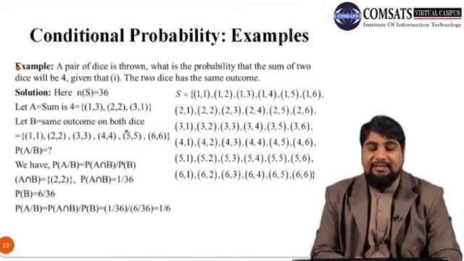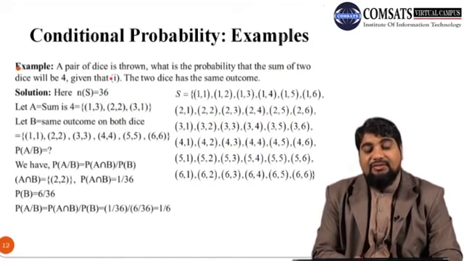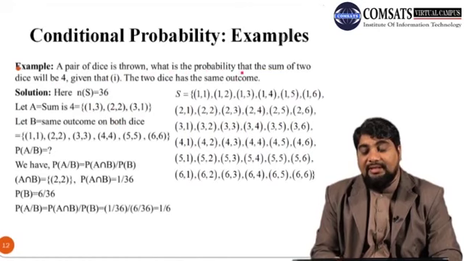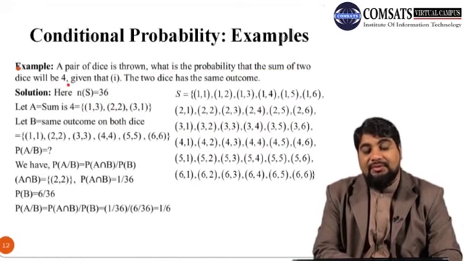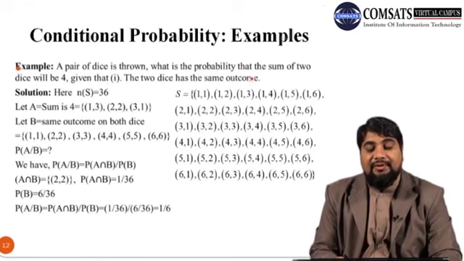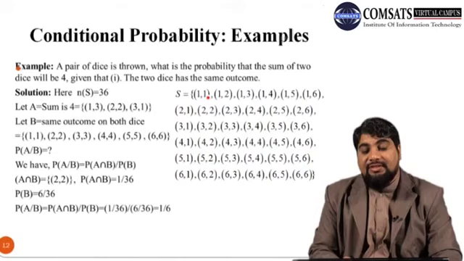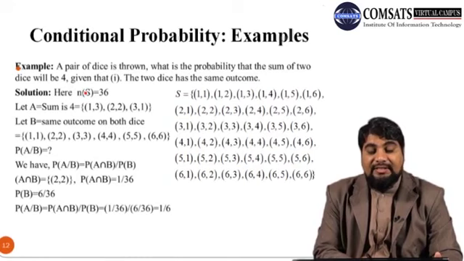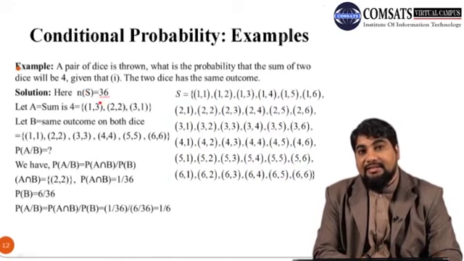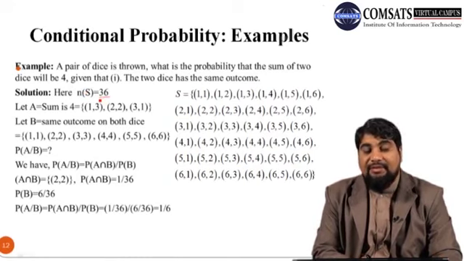So let us consider another example. A pair of dice is thrown. What is the probability that the sum of the 2 dice will be 4 given that the 2 dice have the same outcome? We know that when a pair of dice is thrown, here is the sample space containing 36 points. So n(S) is 36. Let us define the 2 events. Event A, that the sum is 4, and event B, that the same outcome appears on both dice.